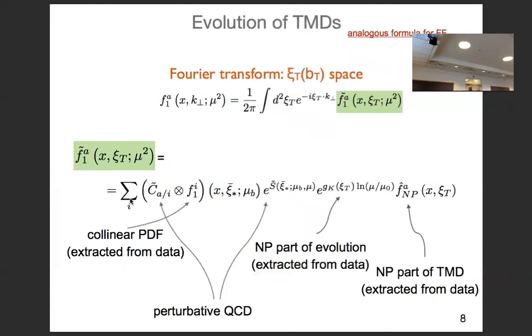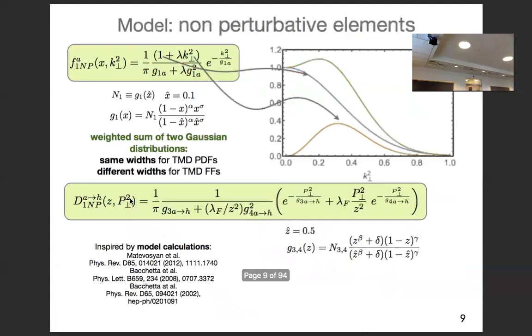And the complete formula in the b space is this one, where you have perturbative computable factors, for instance, the Wilson coefficients, the pseudo form factor, and you have non-perturbative parts, parameterized and extracted from data, which are the collinear PDF, the non-perturbative part of the evolution, and the parameterization of the intrinsic kT that you have to provide. And here starts the part where I describe a little bit our model.